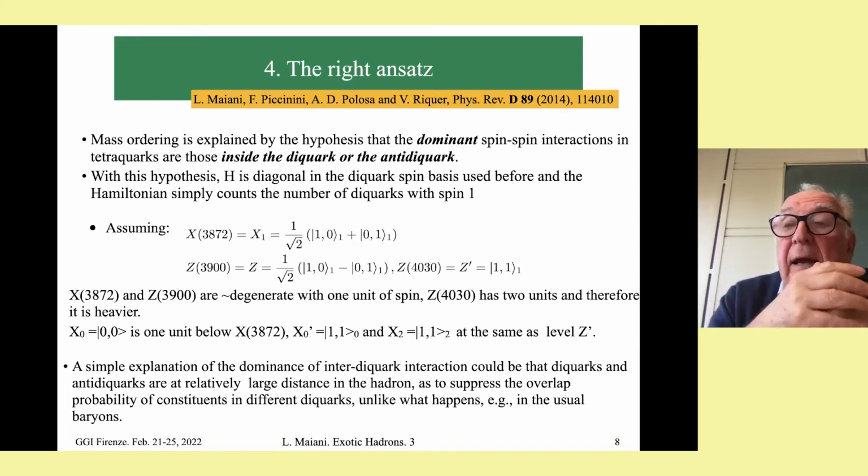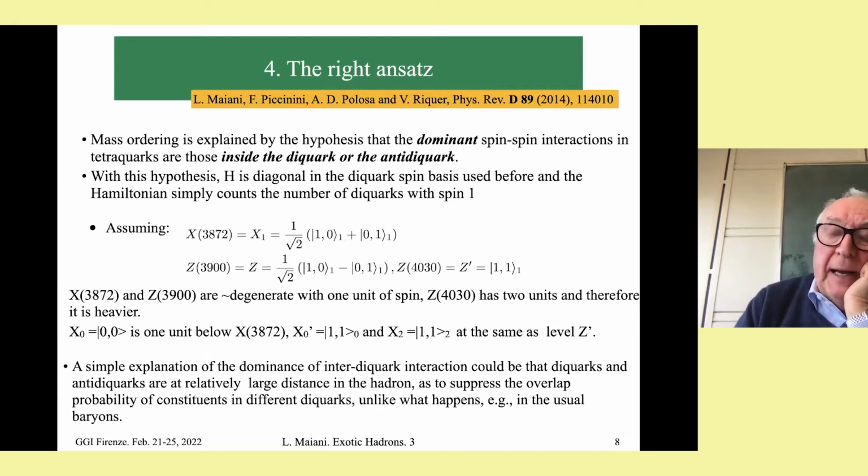It is a very simple solution to this ordering of the spectrum, which we will see tomorrow, can be worked out, and you can find if this is supported by the internal structure of the tetraquark.